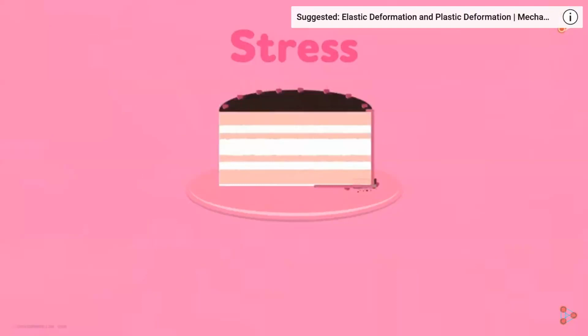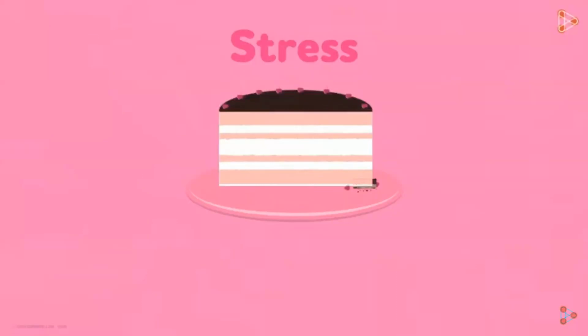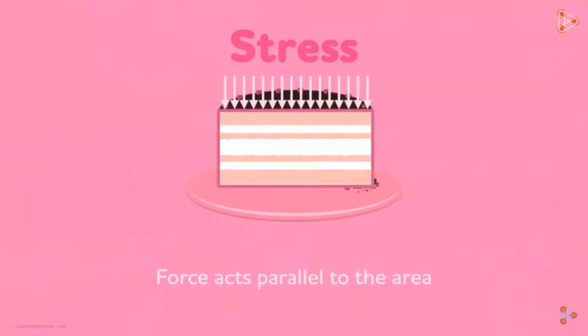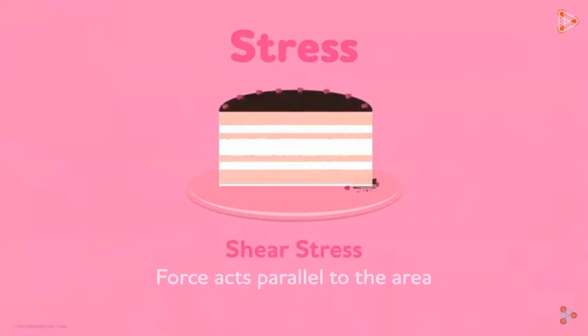In physics, what really happens when we cut a cake using a knife? In physics, we could say that the cake experiences stress. Usually when we cut a cake, we hold the knife straight and apply the force perpendicular to the surface area. So can you guess what type of stress this is? It is normal stress as the force is acting perpendicular to this area.